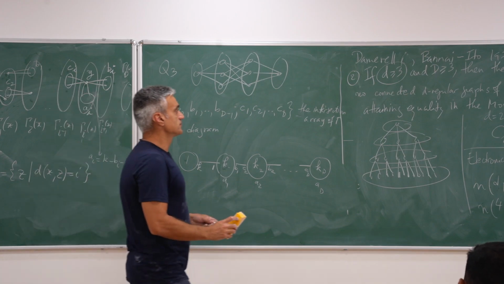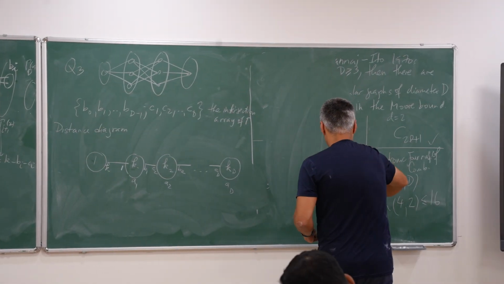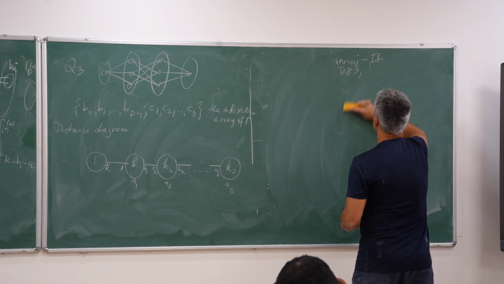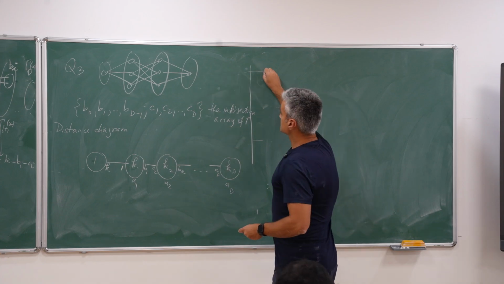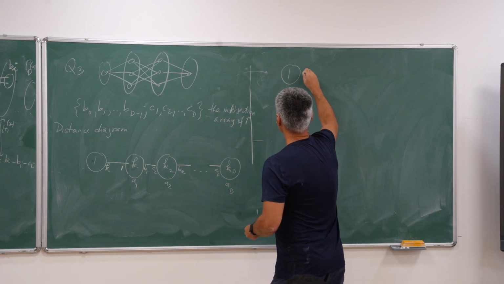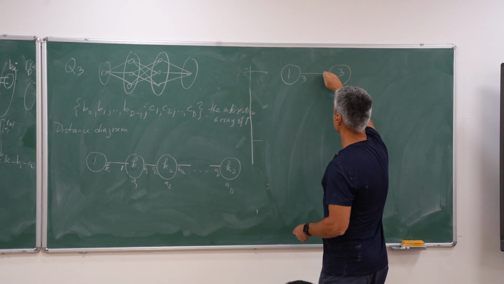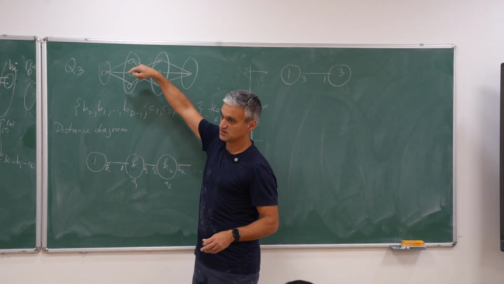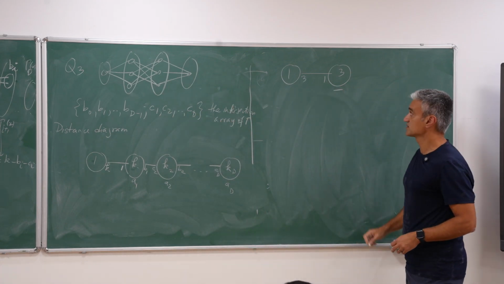So for the cube, the distance diagram for the cube: you have one vertex here, you have 3 going forward. Here you will have 3, you have 1 going back. Inside here, no edges, so when there's no edges, you can just put a dash like that.